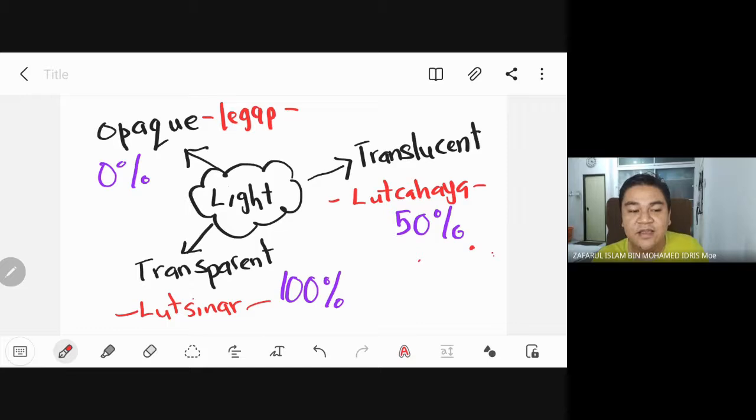Okay, and then the third one is opaque. Opaque ni maksudnya cahaya tak boleh tembus. Kalau awak ambil torchlight, okay, awak halakan ke dinding, dia tak tembus kat belakang. Itu adalah objek opaque. Okay, so we look at your textbook again.